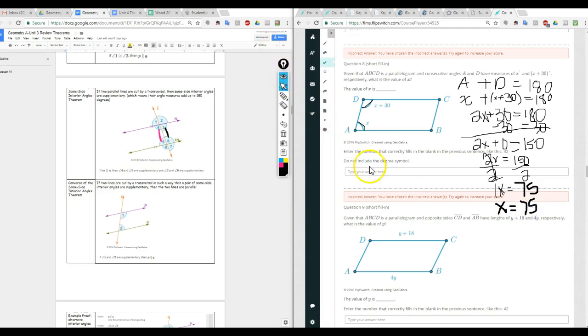So x equals 75 degrees. Well, A is 75 degrees. And D is 75 plus 30 degrees.